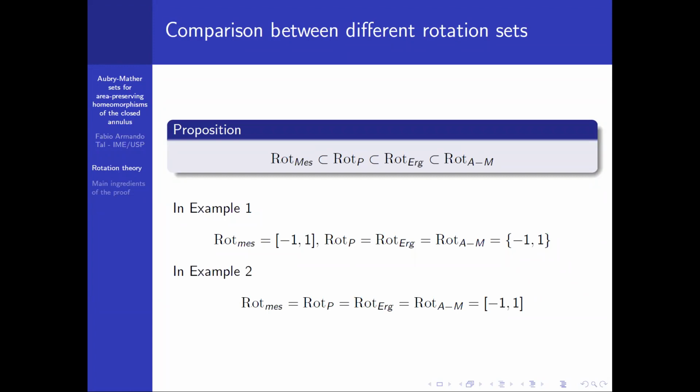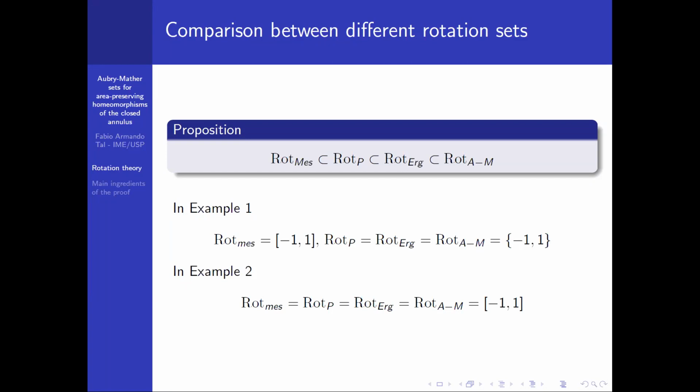And in example 2, it's much easier to see that for any rho in between -1 and 1, you find a circle where the dynamic is just a rigid rotation of rho. So in every circle, you find an invariant circle where everybody has rotation number rho. So the rotation set of Aubry-Mather in this case, these associated sets are just circles, is the full thing.